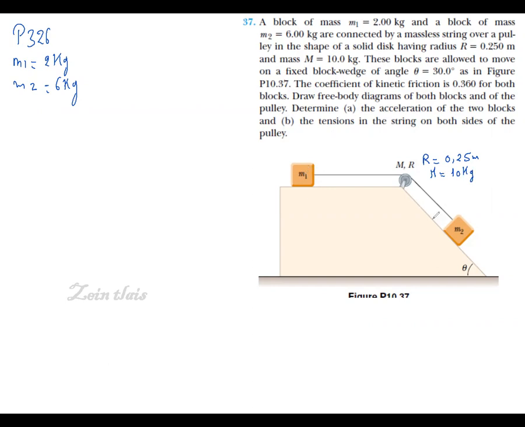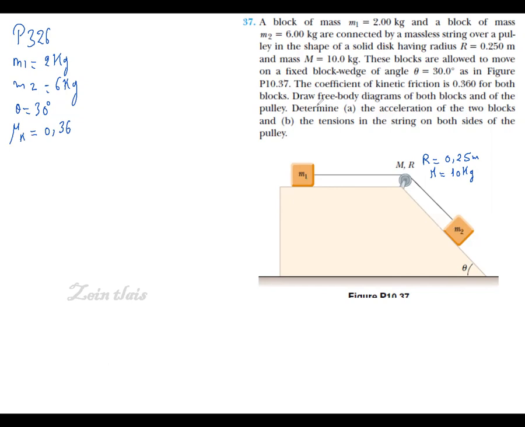These blocks M1 and M2 are allowed to move on a fixed wedge. Here we have an inclined plane with angle theta equals 30 degrees. The coefficient of kinetic friction, mu kinetic, is equal to 0.36 for the two blocks, M1 and M2.